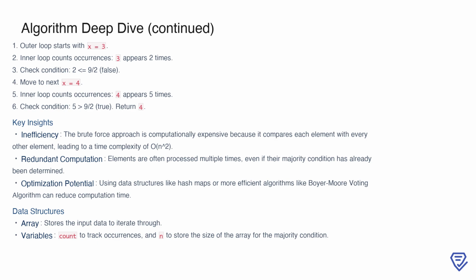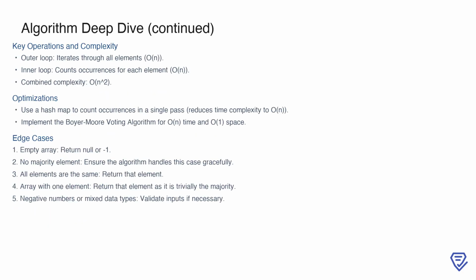For instance, data structures like hash maps or algorithms like the Boyer-Moore voting algorithm provide more efficient alternatives. Breaking down the key operations, the outer loop iterates over all elements in the array, and for each iteration, the inner loop performs another pass to count occurrences, leading to a combined time complexity of O(n squared). To optimize this, we can use a hash map to count occurrences in a single pass, reducing the complexity to O(n). Alternatively, the Boyer-Moore voting algorithm achieves the same time complexity of O(n), while using only O(1) additional space, making it an even more efficient option.